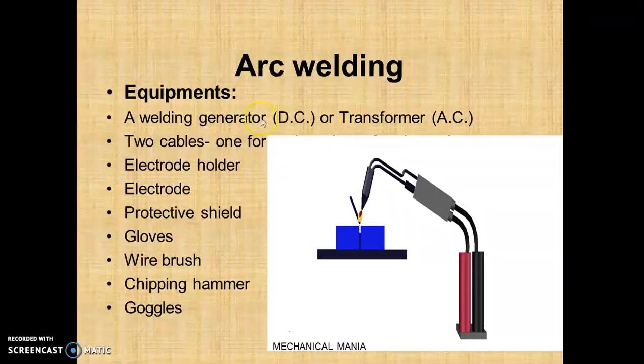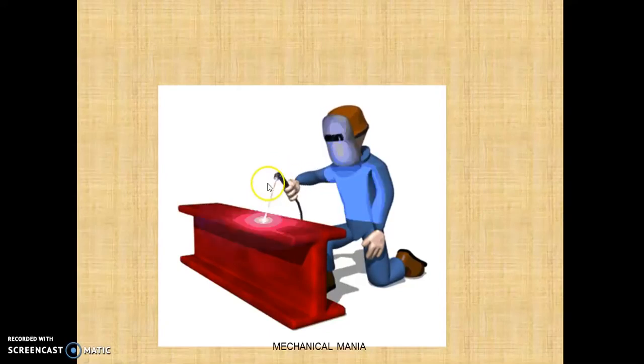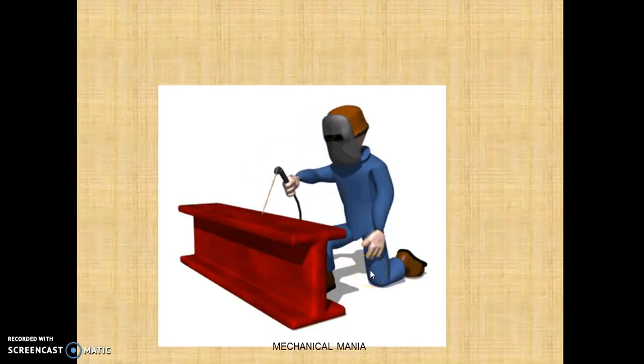The different equipment we generally use for arc welding are a welding generator, DC or AC, and two cables, one for the electrode and one for the workpiece. We also use a protective shield, gloves, wire brush, chipping hammer, and goggles. These are all the equipment used in arc welding. In this figure you can see this man doing arc welding. There is an electrode holder, and in the electrode holder we have placed this electrode. This is the electrode, and this is a protective shield, gloves. These are necessary parts of welding whenever you are doing welding.